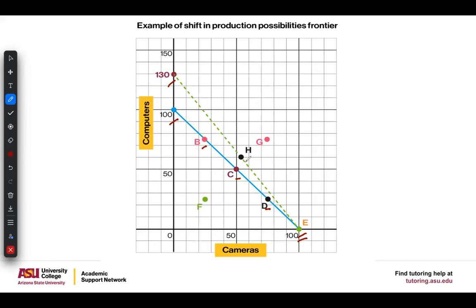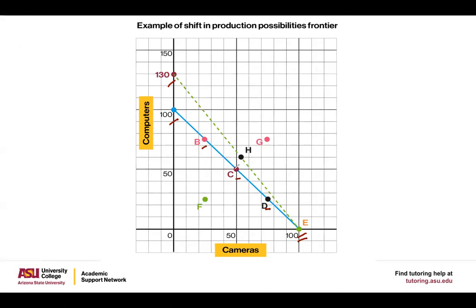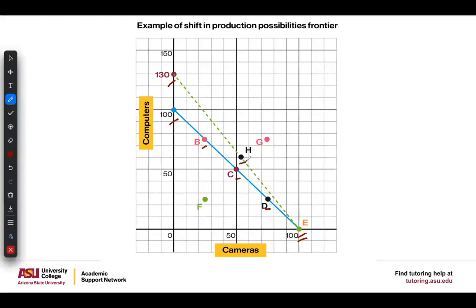But now, as the technology advanced, these are the inefficient points because they are not utilizing all the resources that are available. So now the point H that was previously unattainable is now attainable and the most efficient point on the frontier. And still, the point G is not attainable with the current resources and technology.